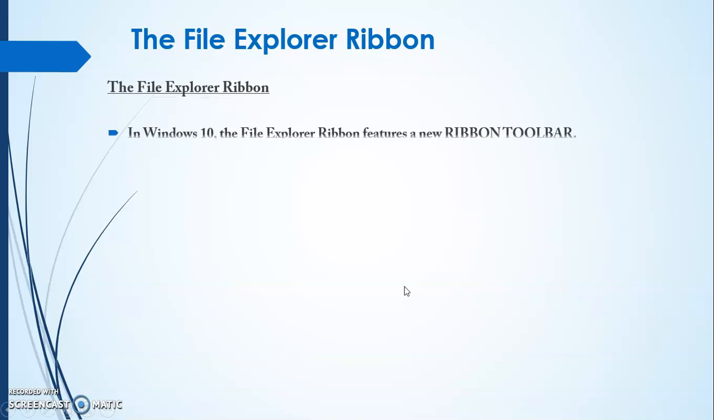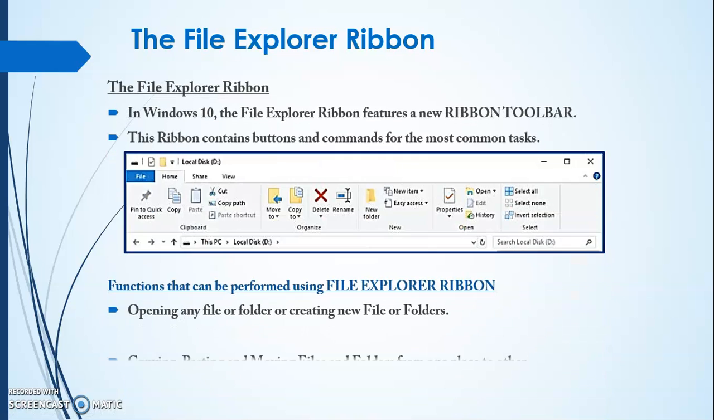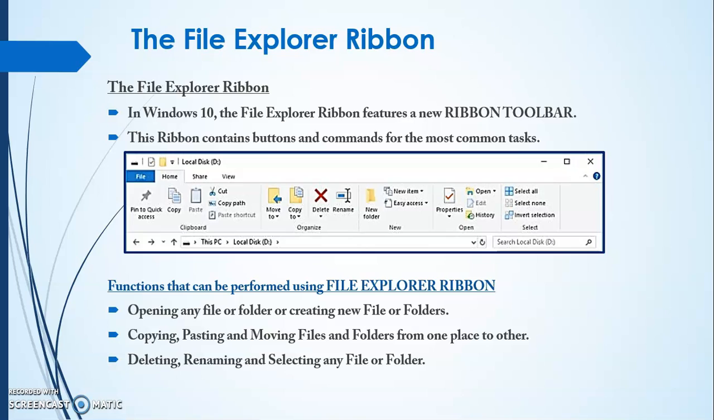Now coming to the next topic, the File Explorer ribbon. We have studied File Explorer. As soon as you click on the File Explorer icon, a window will open, and at the top of that window you can see this kind of ribbon. As you have studied, MS Word has a ribbon and MS Excel has a ribbon. This is the ribbon of File Explorer. It features a ribbon toolbar, meaning all the tools are present on this ribbon.